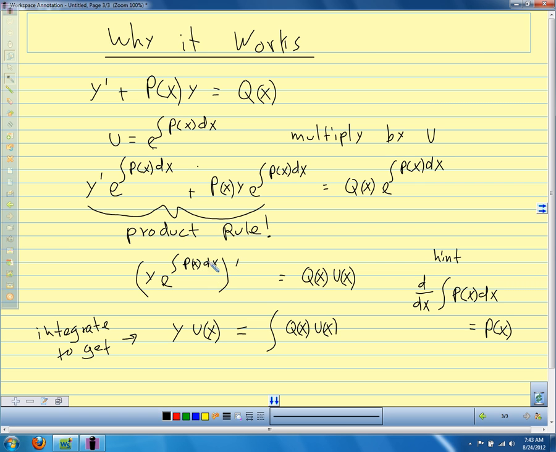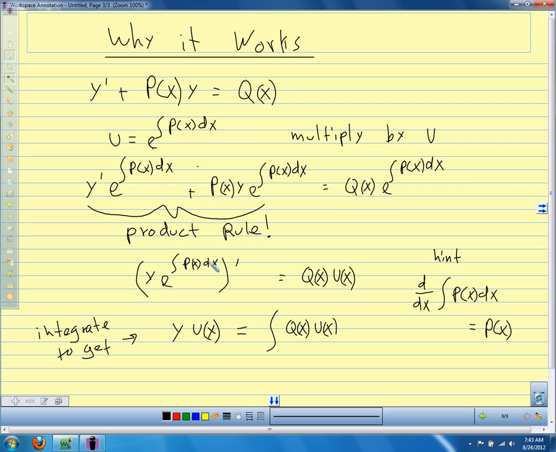Yes? How do you know what u is? Where did that come from? Are you asking how they figured it out initially? Yeah, where did they derive it? It's a circular proof, assuming this is true. Right, assuming that is true.